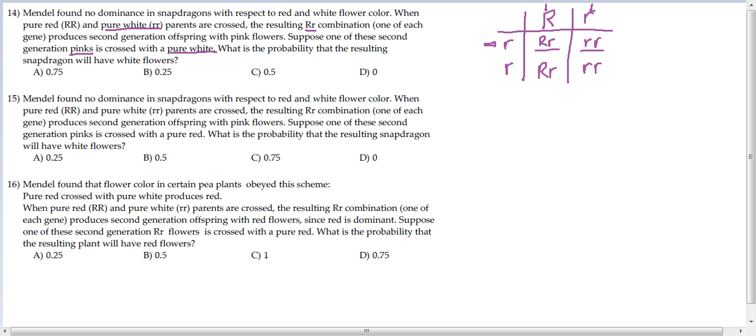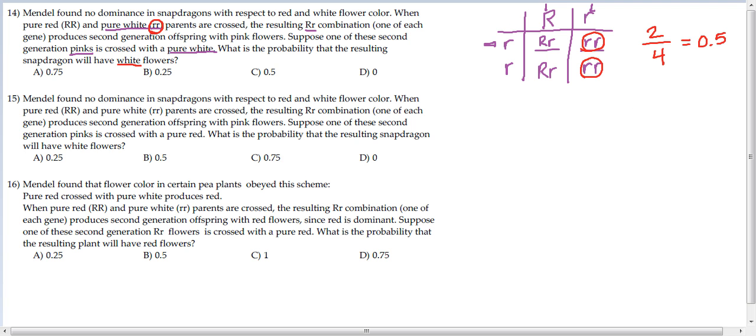So the final question says, what is the probability that one of the resulting plants will have white flowers? White flowers is, again, little r, little r. So how many little r, little r's do we have? We have two, so that's 2. And there are 4 total options that could occur here. So 2 out of 4 is 0.5.